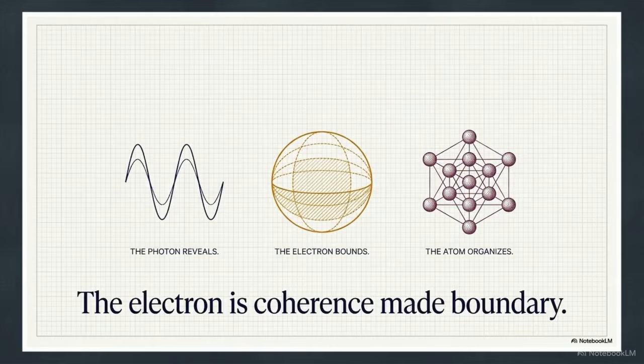The photon reveals. The atom organizes. The electron is coherence made boundary.